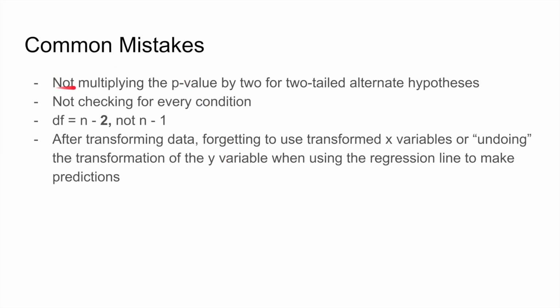Some common mistakes are not multiplying the p-value by 2 for two-tailed alternate hypotheses, not checking every condition in linear, and calculating the degrees of freedom wrong. Remember, it's n minus 2 and not n minus 1. And sometimes after transforming data, you just mess up. You forget to use transformed x variables or undoing the transformation of the y variable when using the regression line to make predictions.